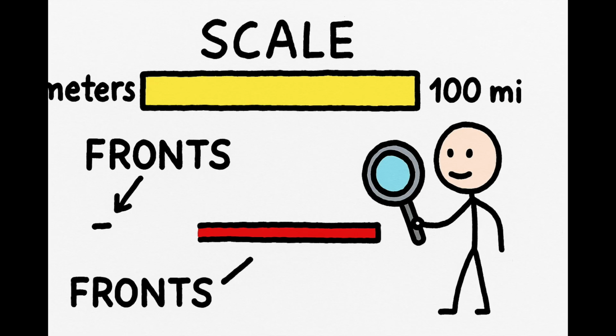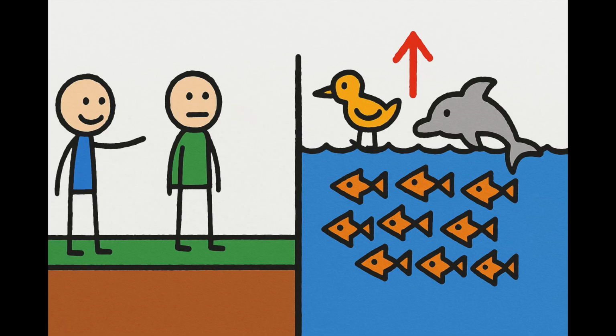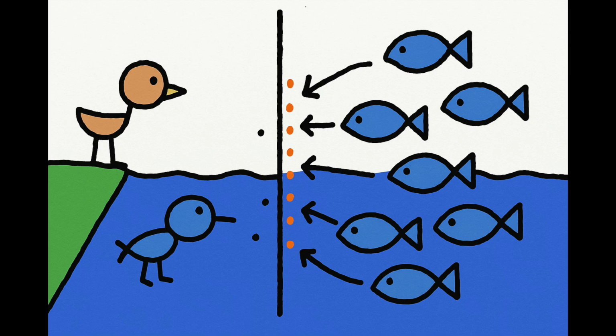Ocean fronts can range from a few meters wide to hundreds of miles across. Scientists study these fronts because of the way they influence weather patterns, ocean circulation, fisheries, nutrient transport, and marine biodiversity. Many fish species, seabirds, and marine mammals congregate near fronts because of nutrients and food that become concentrated there.